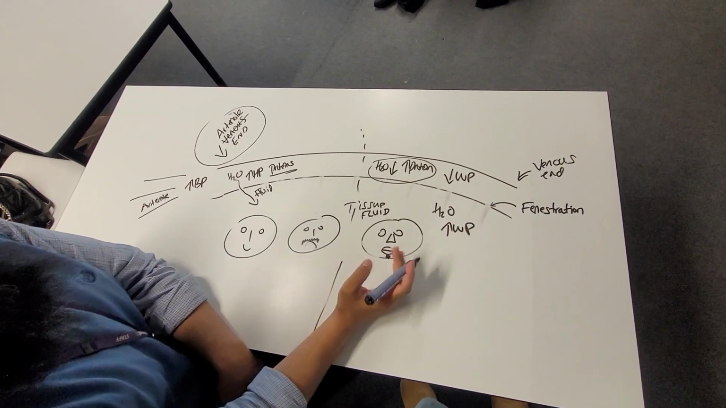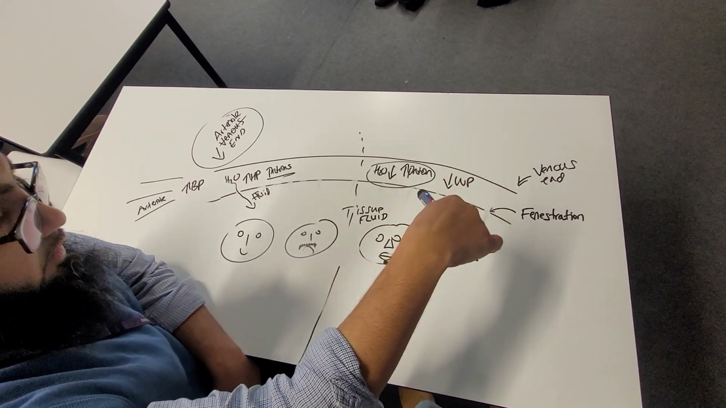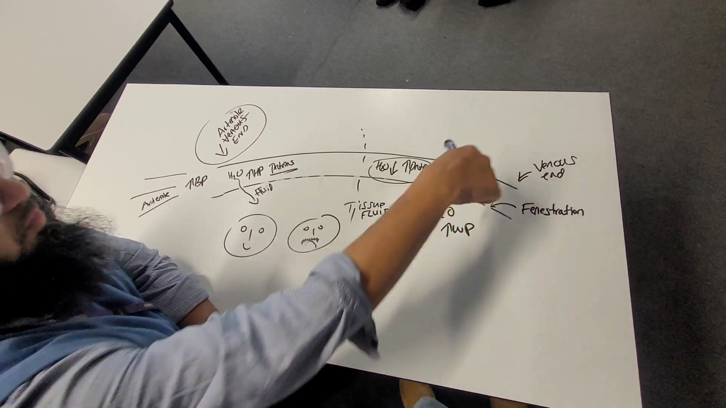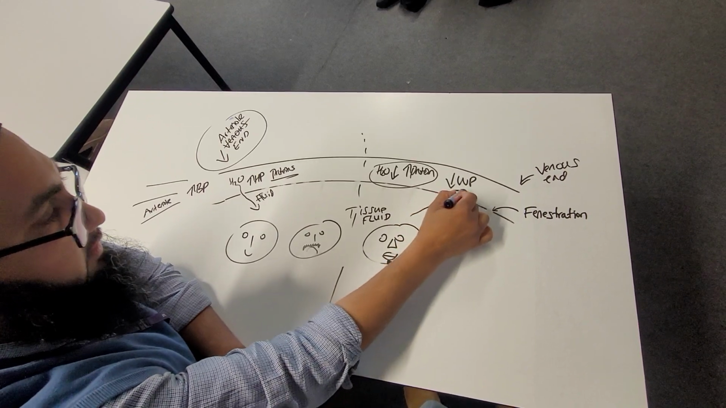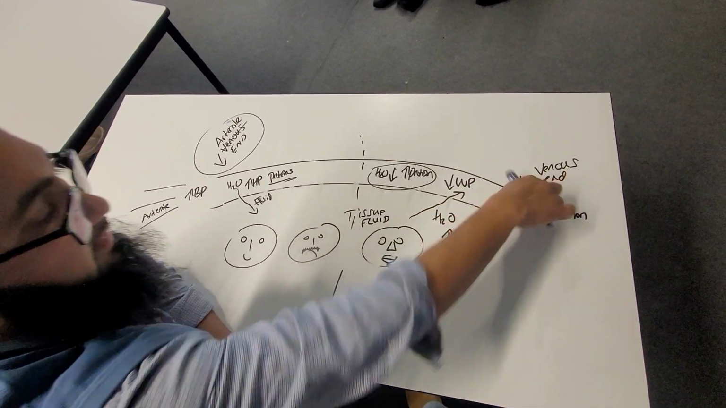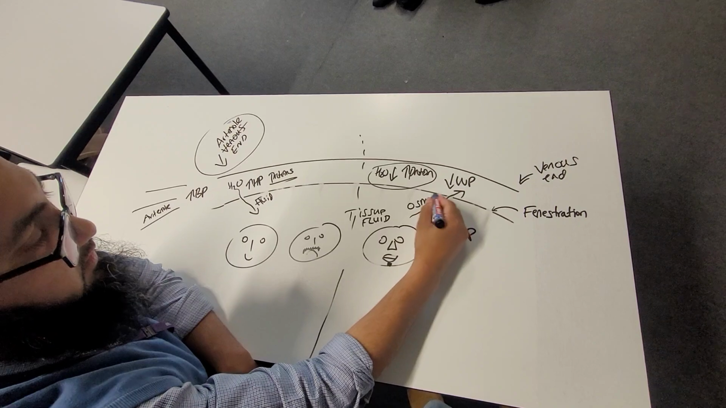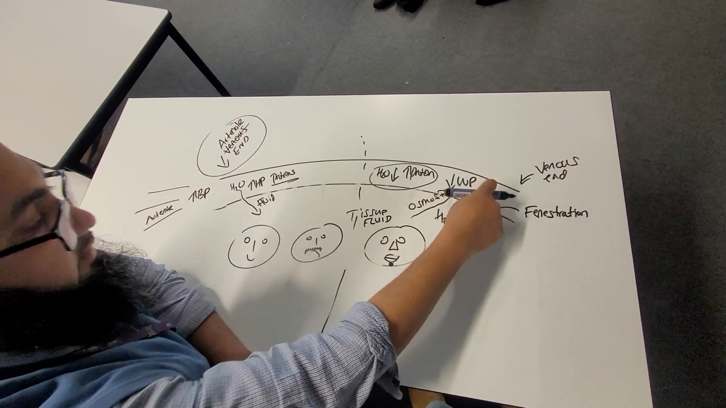And guess what? I have a gradient now. I have a high water potential, low water potential. So water returns back to the blood at the capillary of the venous end via osmosis. So I have a gradient there.